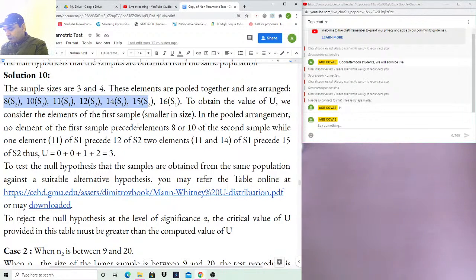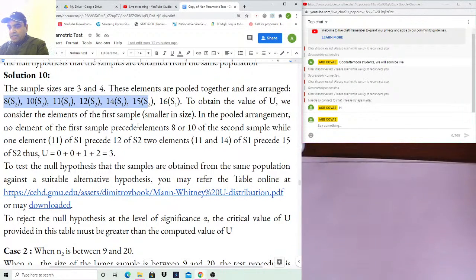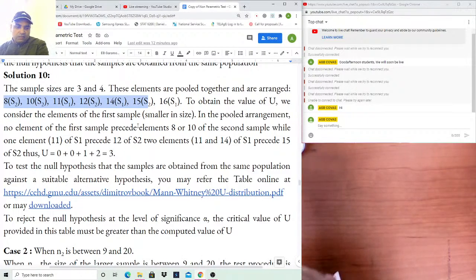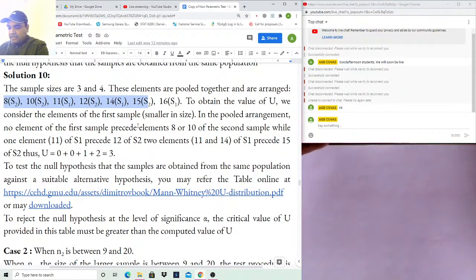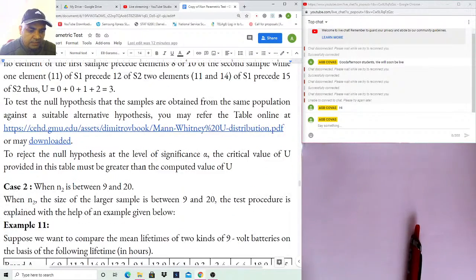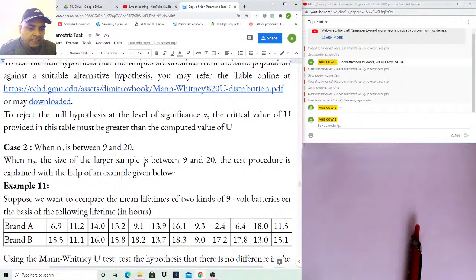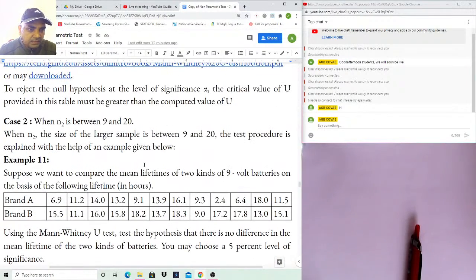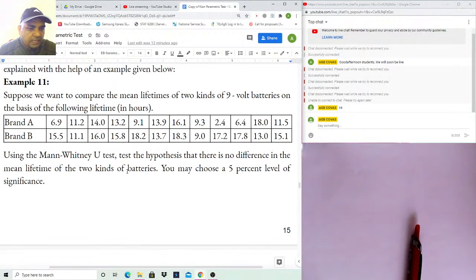Okay, now we will be taking up the next case, and then I will be stopping this session, and we will be completing this non-parametric test in the next session. So say for example your n2 is greater than 8, between 9 and 20, right? If it is greater than 8, then what will we be doing? So here is an example.